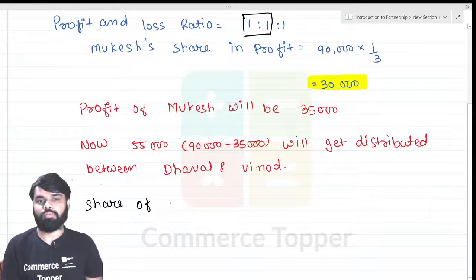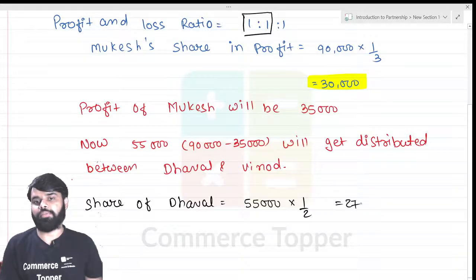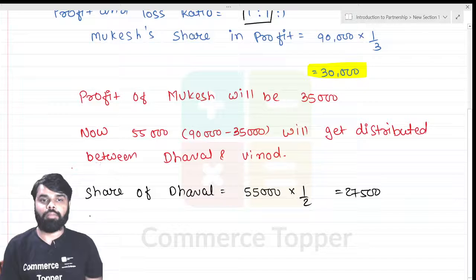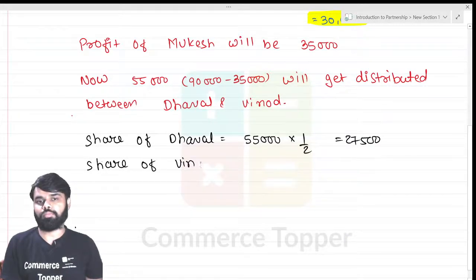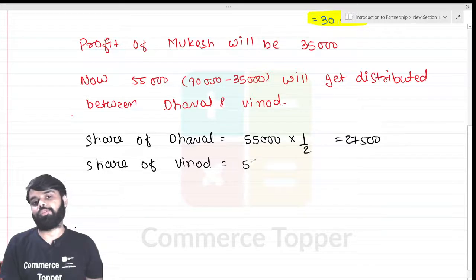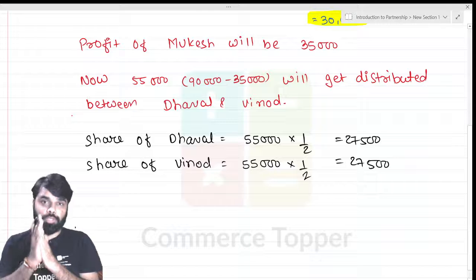So share of Dhaval is 55,000 into 1 divided by 2, that is 27,500, and share of Vinod is 55,000 into 1 divided by 2, that is 27,500. Now see the mistake which students are making over here.